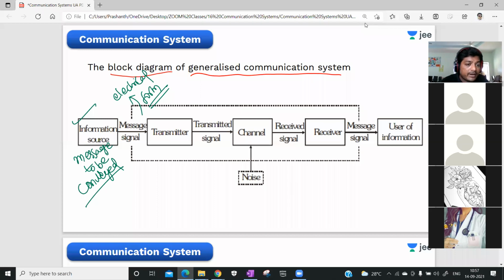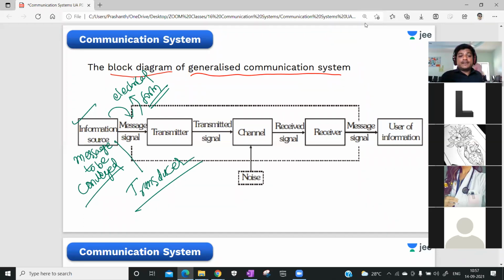Here we have information, that is audio information. We are converting this audio information to a message signal, meaning electrical form, by using what? A transducer. What is a transducer? It is a device which changes one form of energy to another. Here the sound energy is converted into electrical energy.